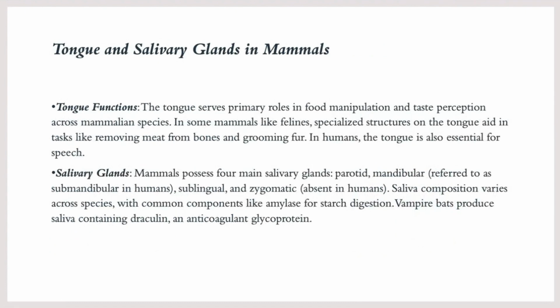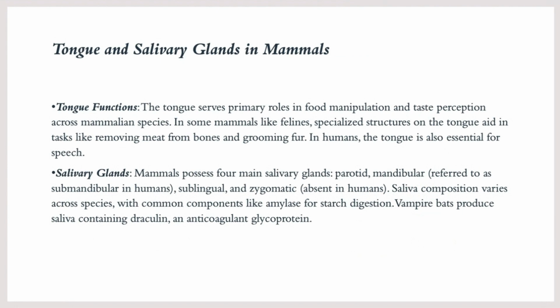Okay, now the tongue functions and the salivary glands. The tongue has primary roles in food manipulation and taste perception, as we spoke about last week, where we spoke about the different taste buds that the tongue has. Remember that we said that in the evolution of the taste buds, animals developed the bitter taste bud when they ate certain plants, because this let them know, okay, this tastes bad, I'm going to avoid this.